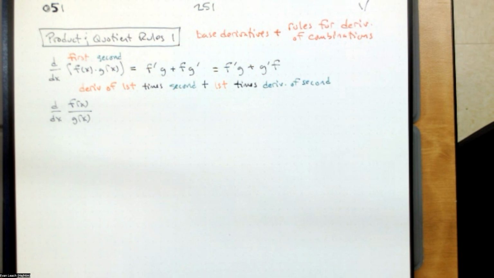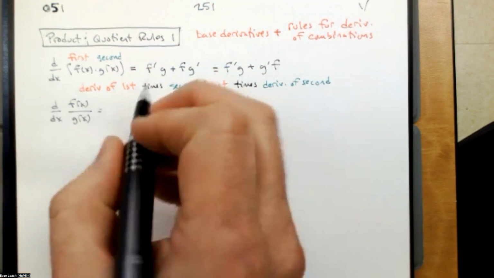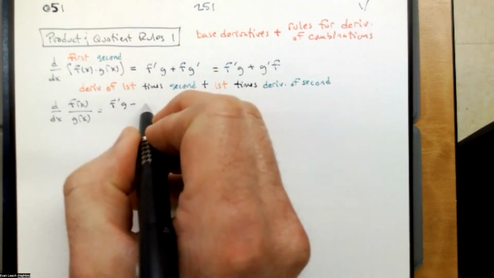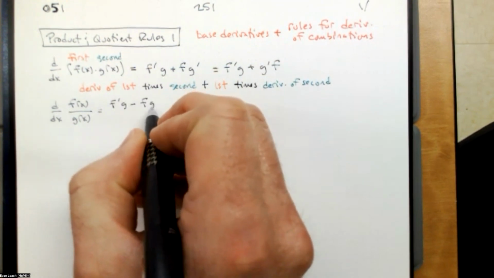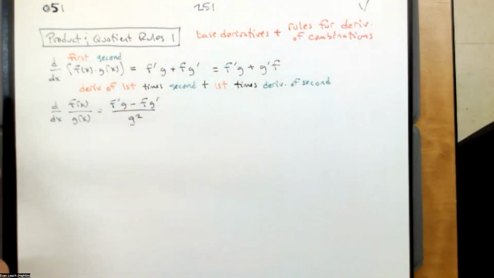Here we say the derivative of the top times the bottom minus the top times the derivative of the bottom, divided by the bottom squared. So this is going to be a big fraction. So we say the derivative of the top times the bottom minus the top times the derivative of the bottom, all over the bottom squared.